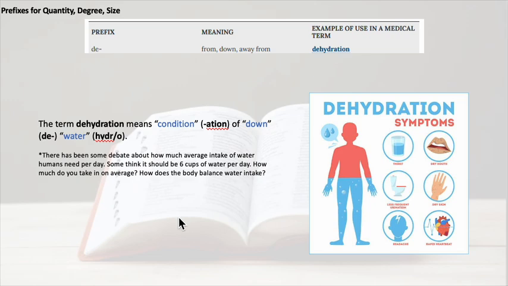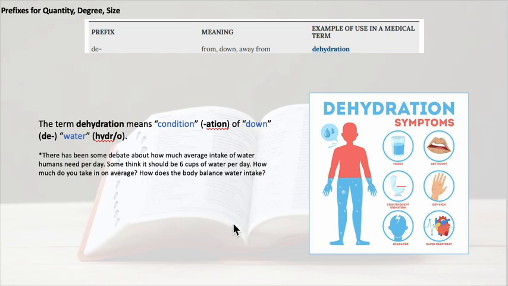Now, there's been some debate about how much water an individual should consume per day, and water intake does not just include the water that we drink in terms of a glass of water, but this also comes from our food. So our food, especially fruits and vegetables, have a very high percentage of water, and so they actually contribute to our body's water intake. Now, some think it should be around 6 cups of water per day. This can vary depending on individual needs. Particular medications that people take may require people to drink more water.